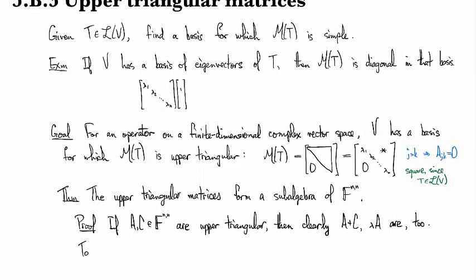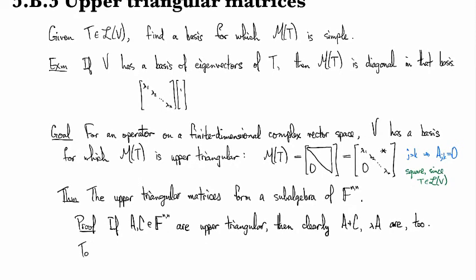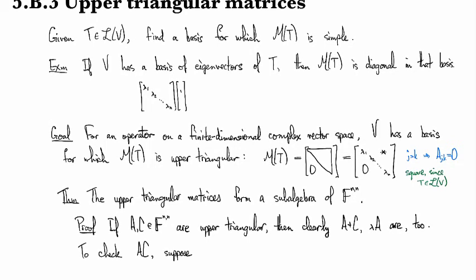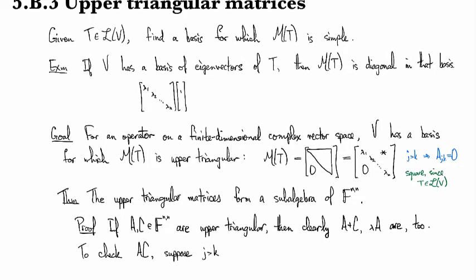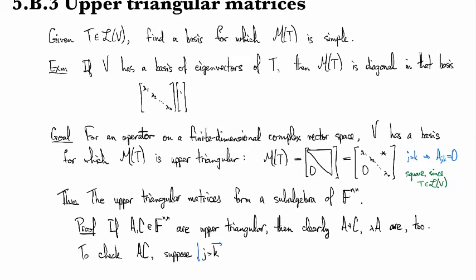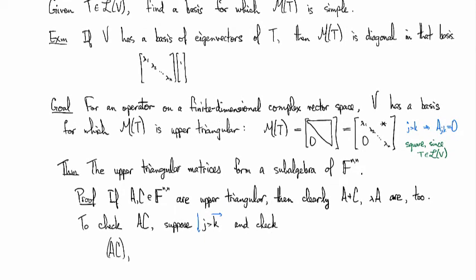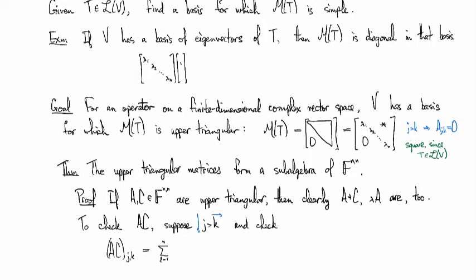So in order to get that this is a subalgebra, all we need to show is that also A times C is upper triangular. So we look below the diagonal. This is where J is greater than K, because we've gone further down than we have across. So that puts us below the diagonal. And then we check the jkth entry of the product, which we have the handy summation formula for. As L goes from 1 to N, this is A_JL C_LK.